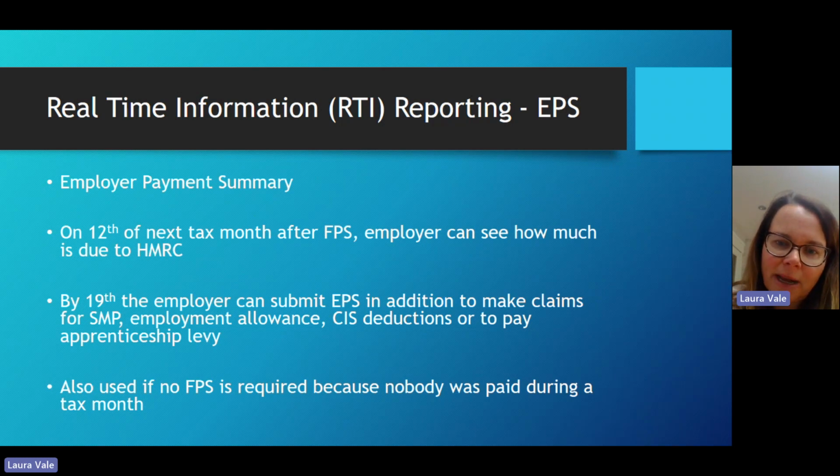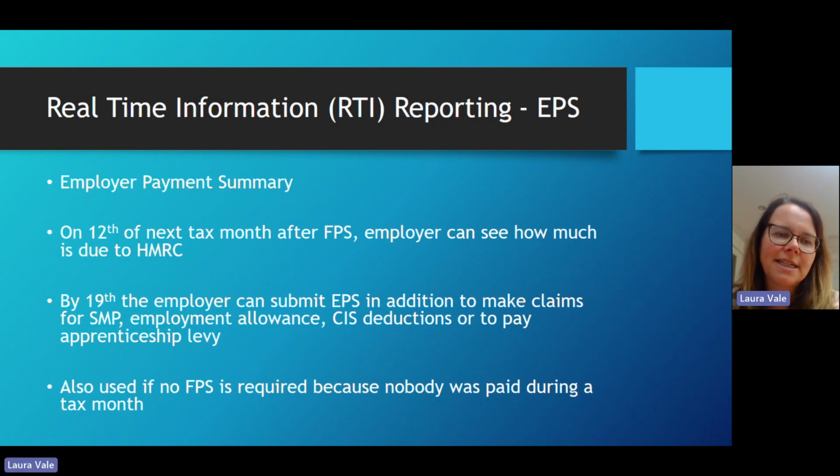an employer payment summary, which will make claims for any SMP, statutory maternity pay, any employment allowance, so that is the £4,000 that's available for an employer to offset against their employer national insurance contribution. It was discussed in an earlier video. Any CIS deductions, so that's the construction industry scheme, or to pay an apprenticeship levy. So that's something that's paid by large employers. They pay into a pot and then they can use the money from that pot to train people using apprenticeships.